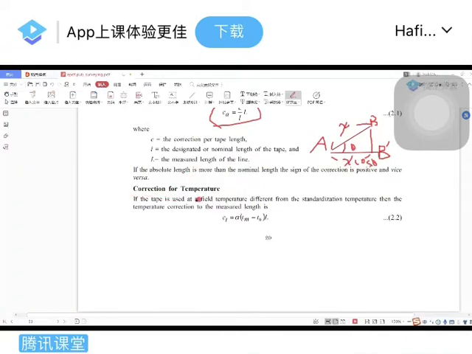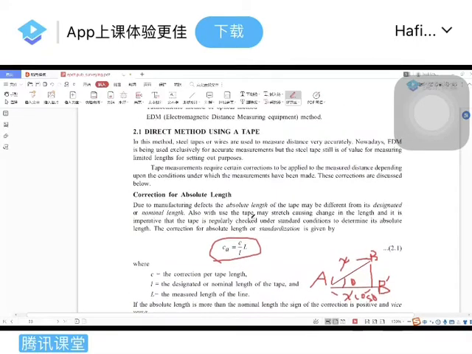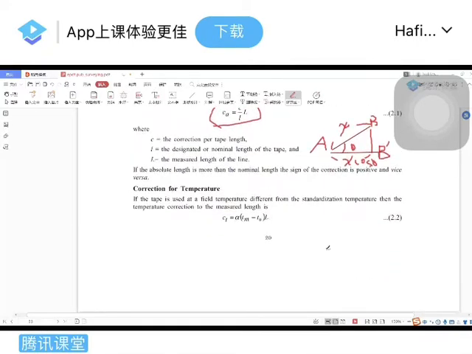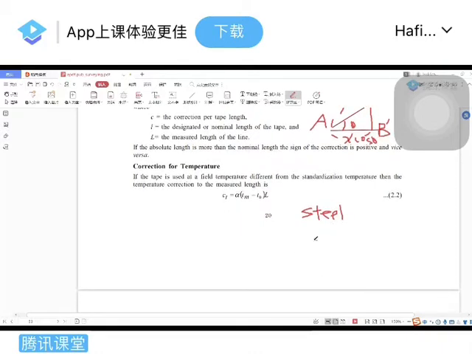Temperature. Why is temperature so important? Temperature influences steel tape more, and nowadays people tend to use steel tape because it's easier, since it's harder rather than a soft one.